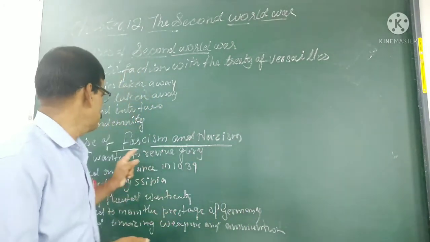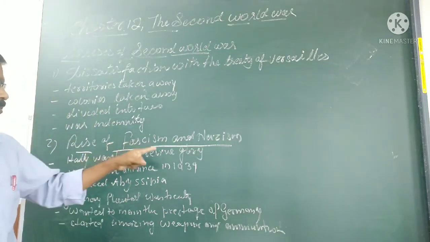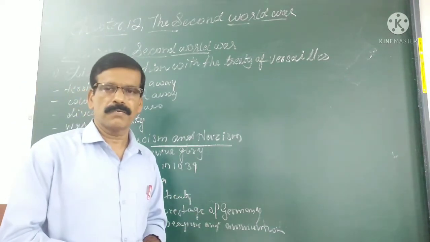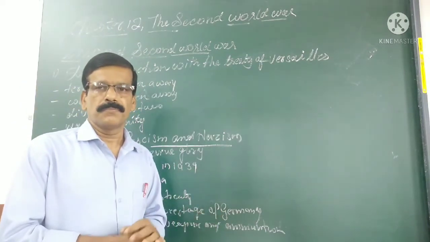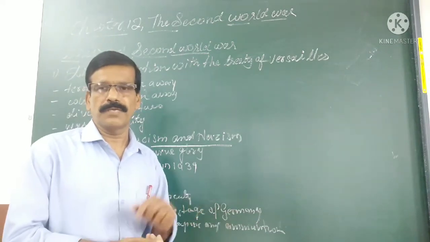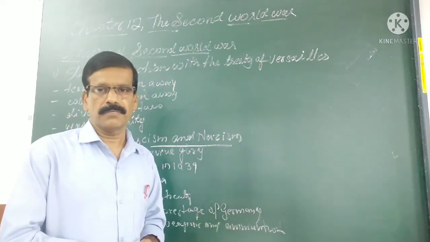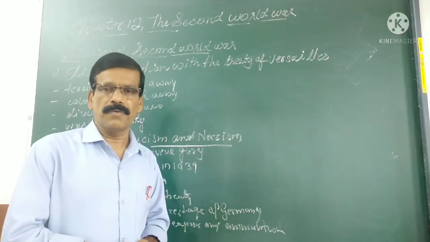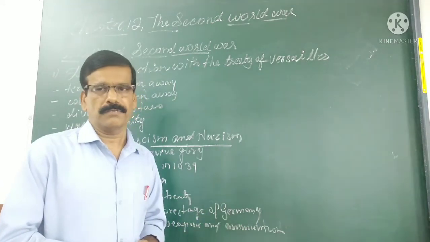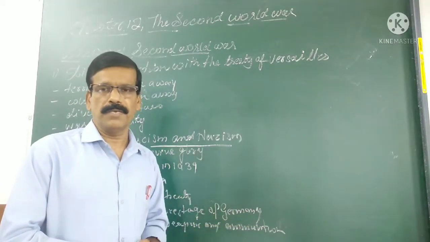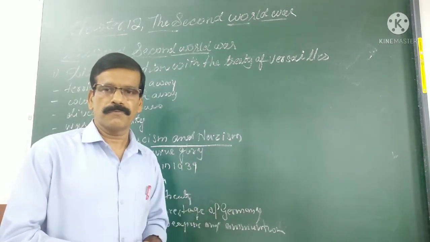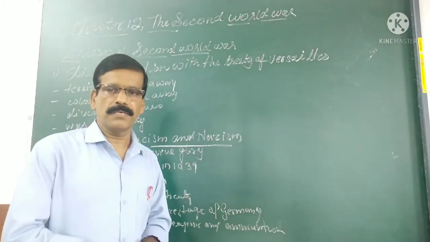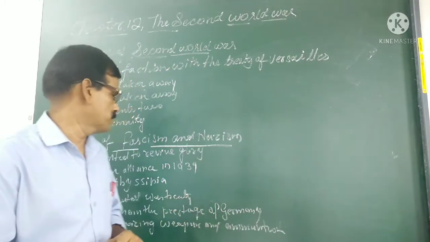And the second reason we are going to see is the rise of fascism and Nazism. After the First World War, extreme nationalism arose in Italy and in Germany. In Italy, the fascist government was headed by Mussolini, and similarly in Germany, the extreme form of nationalist government was headed by Hitler. The government headed by Hitler is known as the Nazi government.